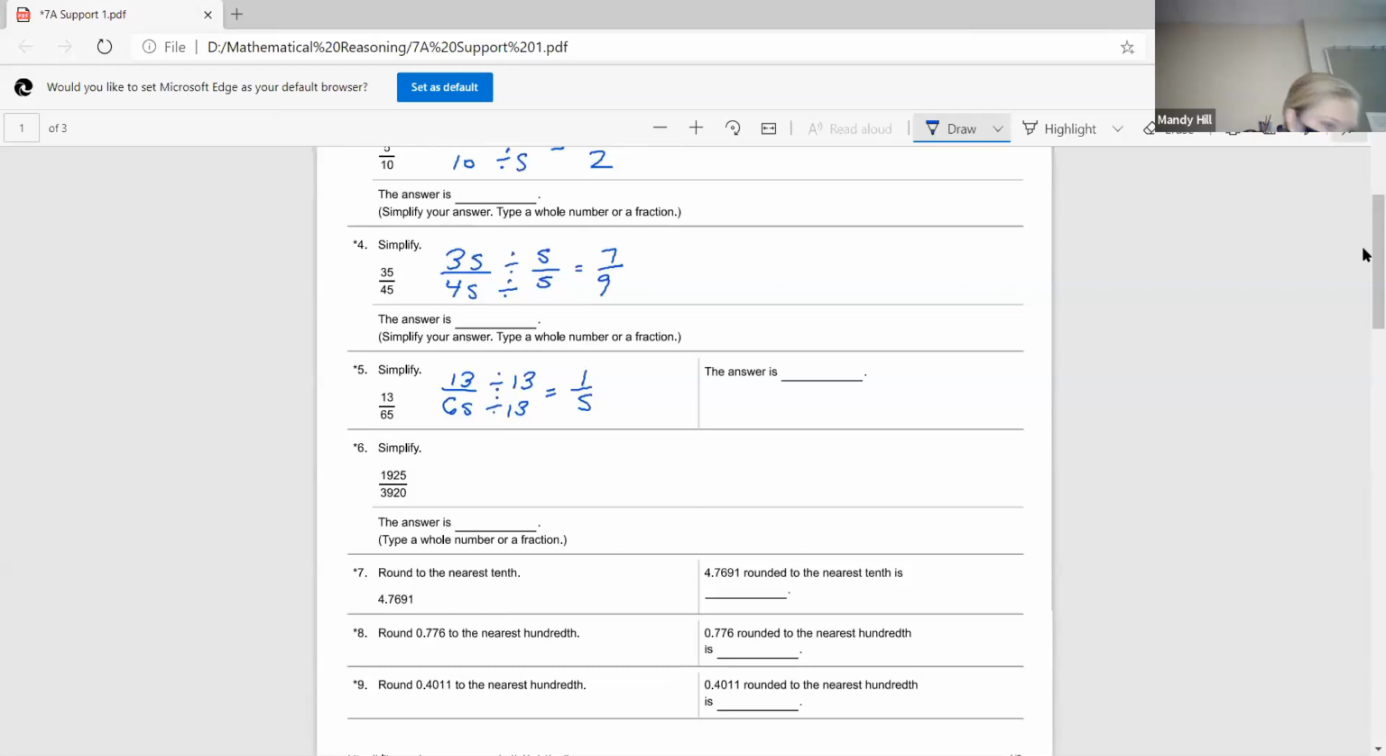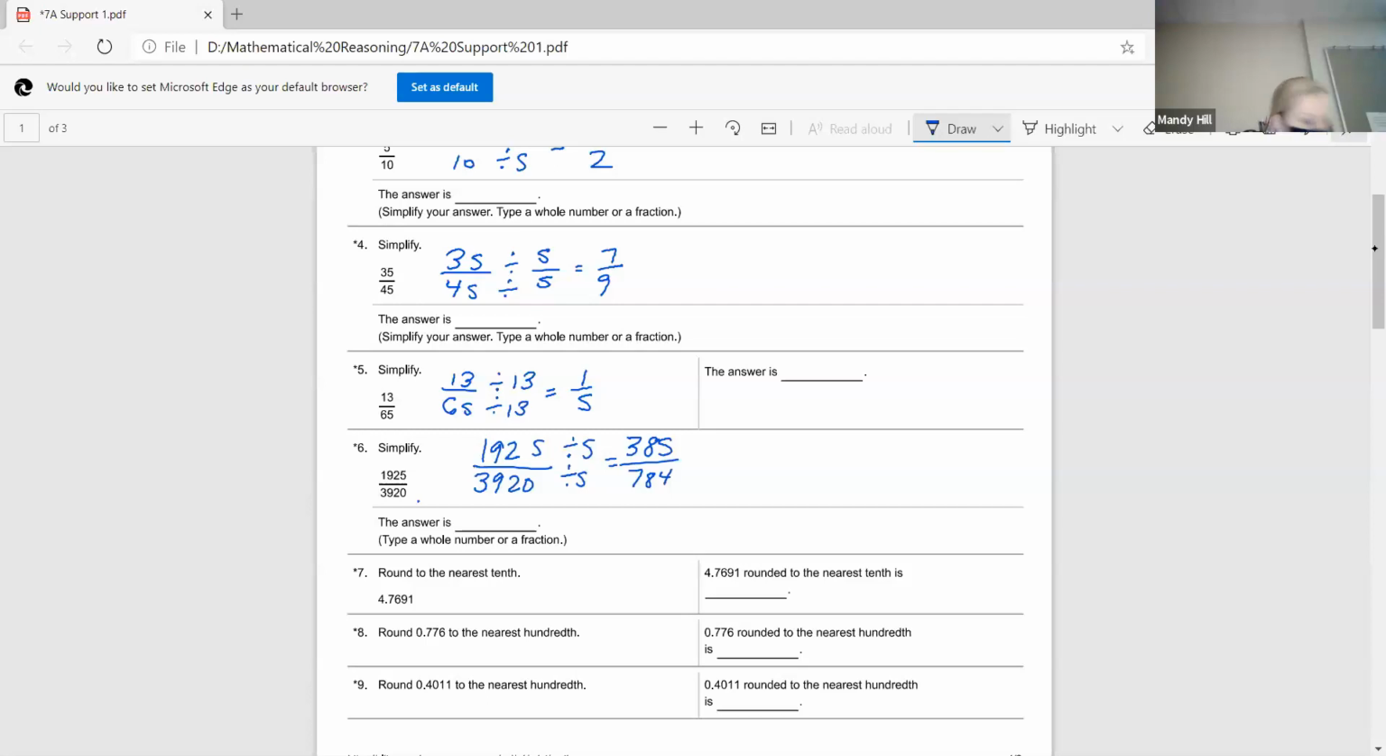And then on this last one, it would be kind of difficult to figure out the biggest thing that's going to go into both of those, which is one of the reasons why you want to have the calculator to do that. But when I was doing this by hand and not using the calculator, I'm recognizing that this ends in a 5 and that ends in a 0. So I know that 5 will go into both of them. So I had to start somewhere. And 1925 divided by 5 is 385. And 3920 divided by 5 is 784.